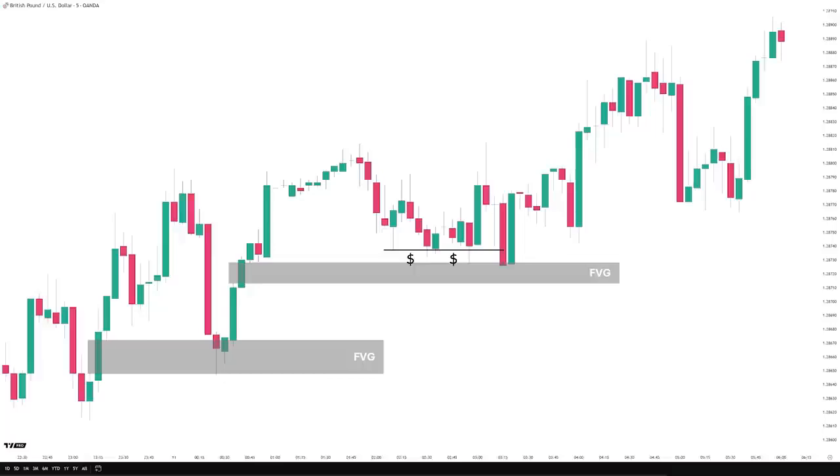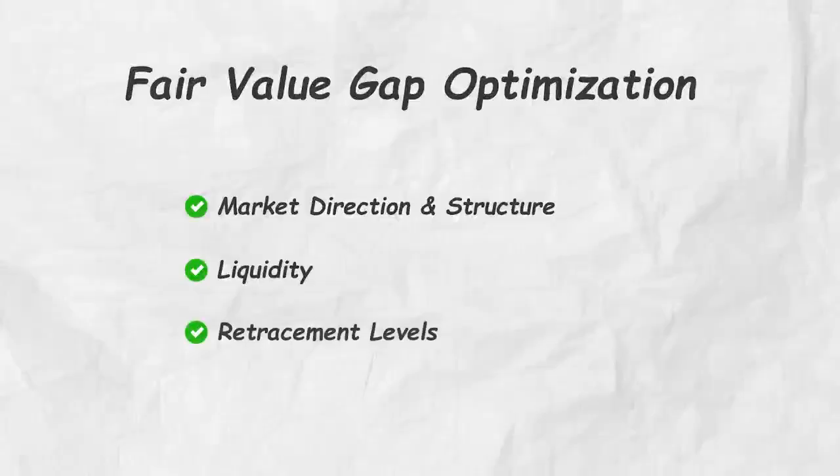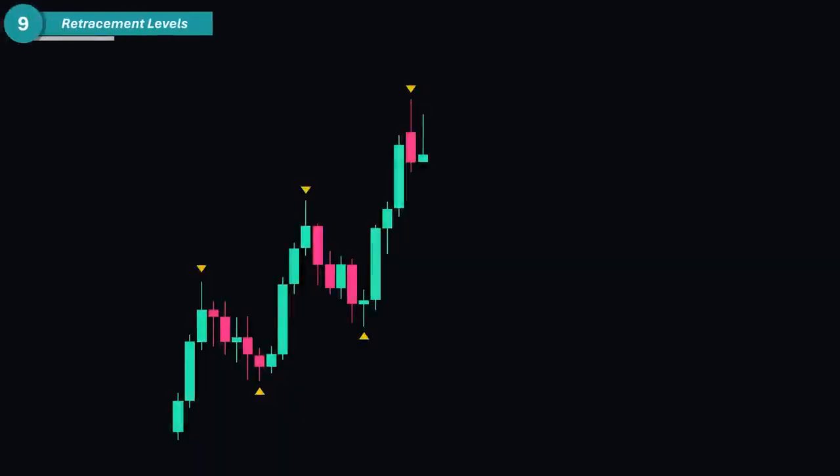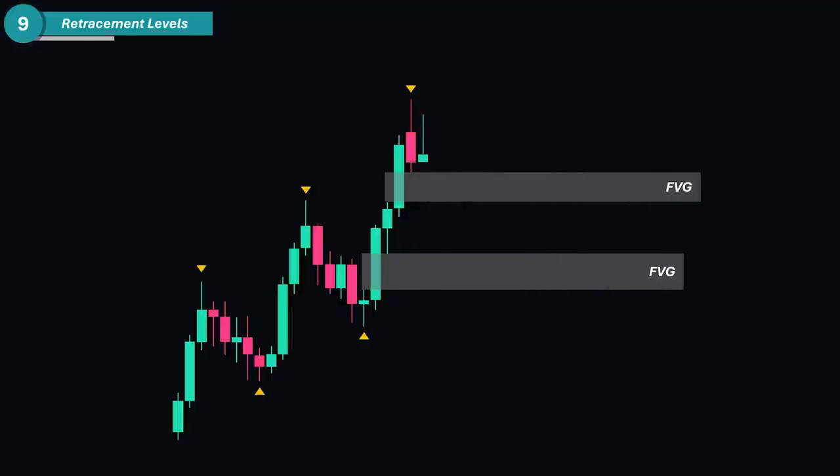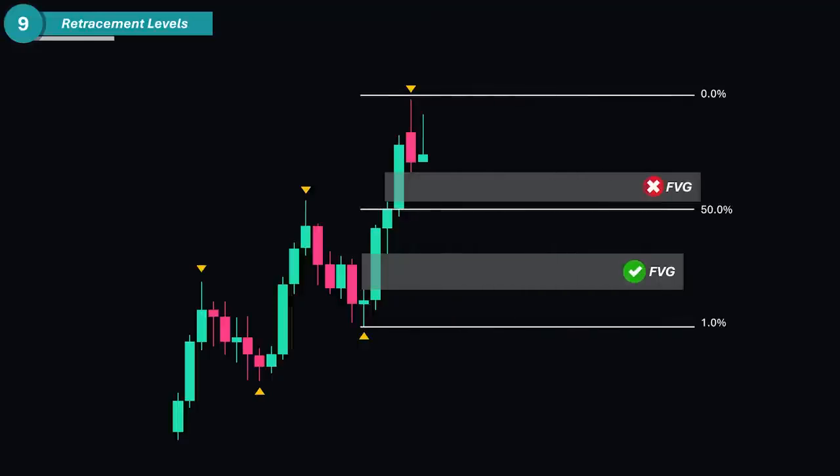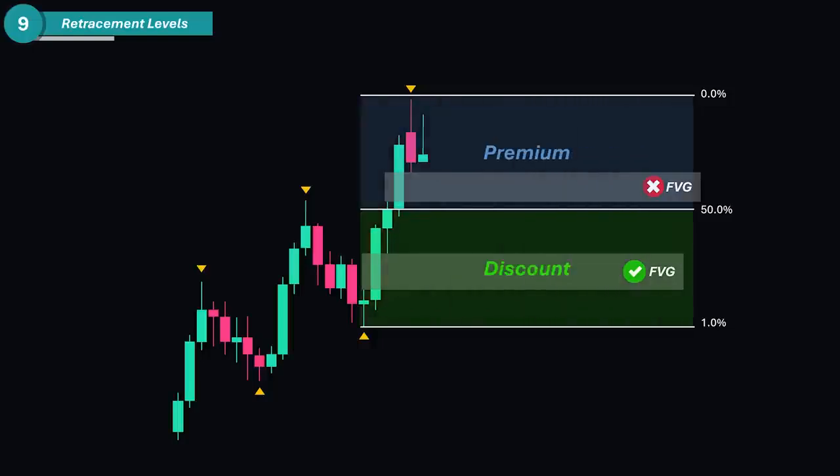Now let's move on to another concept that can significantly improve the success rate of fair value gaps: retracement levels. Not every fair value gap you see on the chart is ideal for trading. When multiple FVGs are created during a strong move, the ones forming below the 50% Fibonacci retracement level are usually the most reliable. This area, often called the discount zone, suggests that the price has pulled back enough to offer a high probability entry point.